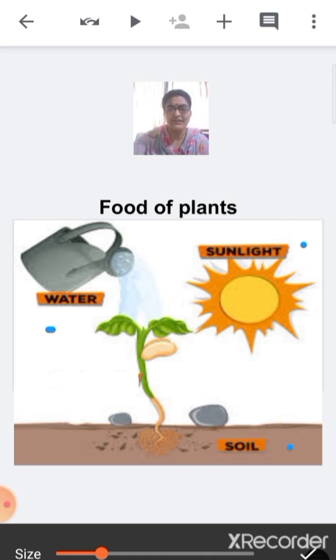Now you all know, children, like us, plants can't move from their place, right? They can't move from their place. They make their food by themselves only. What they do, you know? The roots of the plant absorb minerals and water from the soil. And the leaves collect the sunlight from the sun, and this is how they make their food.